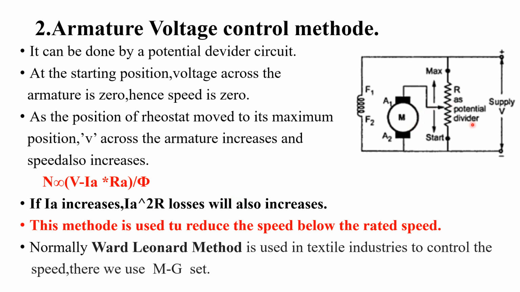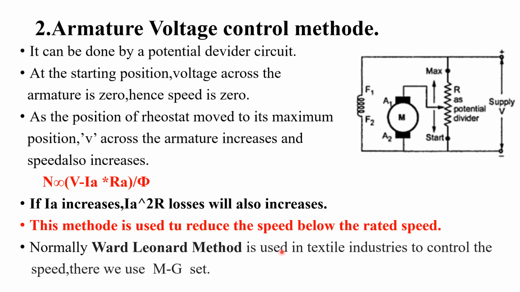And remember that if armature current Ia increases, then the Ia squared Ra drop will also increase. So this method is mainly used to control the speed below the rated speed. This point is also very important. So the variable rheostatic control method and the voltage control method, these two methods are used to control the speed below the rated speed.